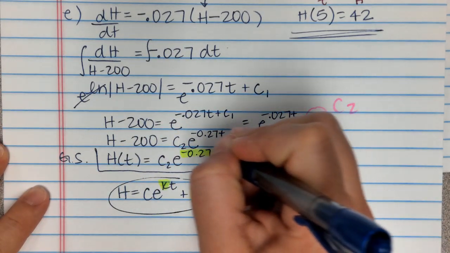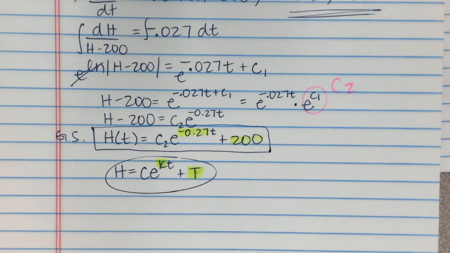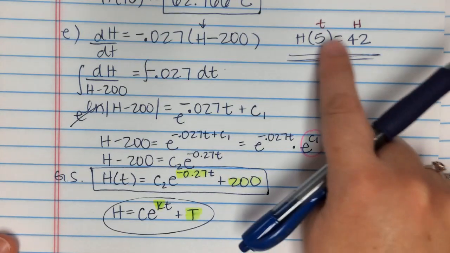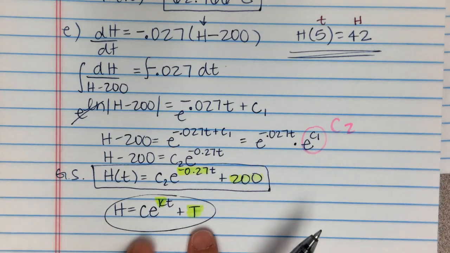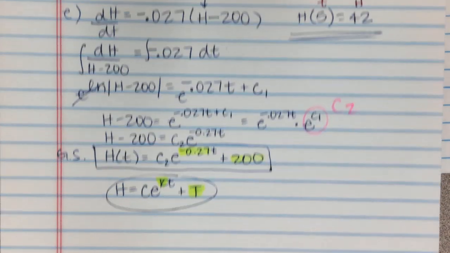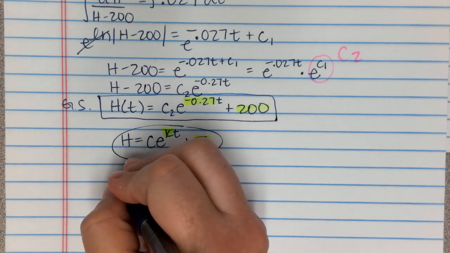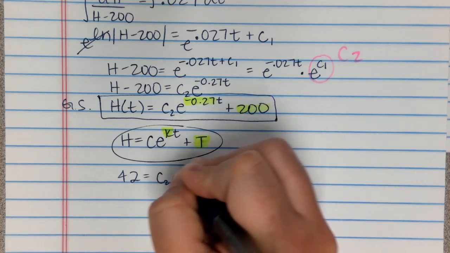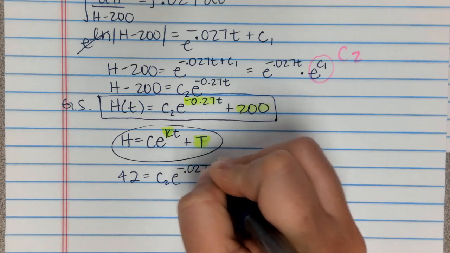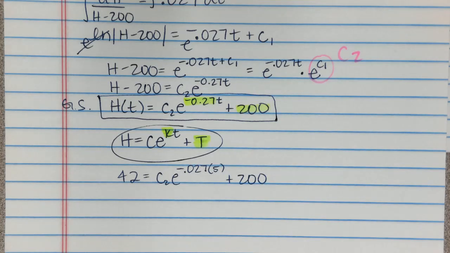This was my general solution. So you will have to do that on the test. You will have to plug in a point and find the C, but they already tell you the K and the big T in the differential equation. Okay, so 42 equals C e to the negative 0.027, my time is 5 minutes, plus a big 200.